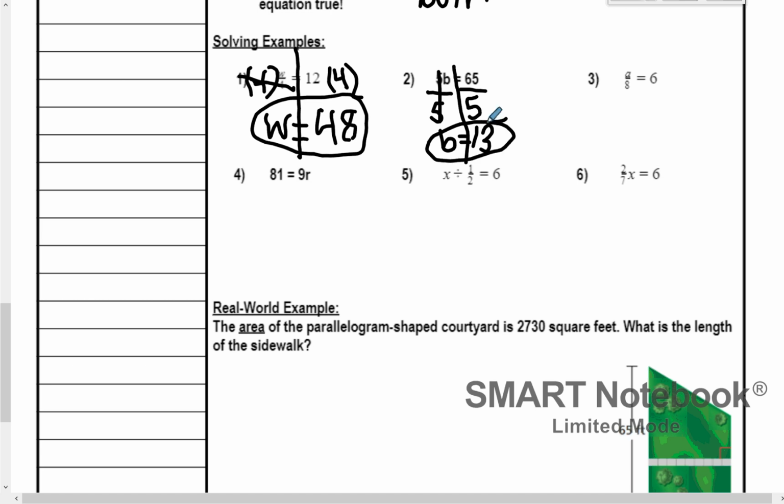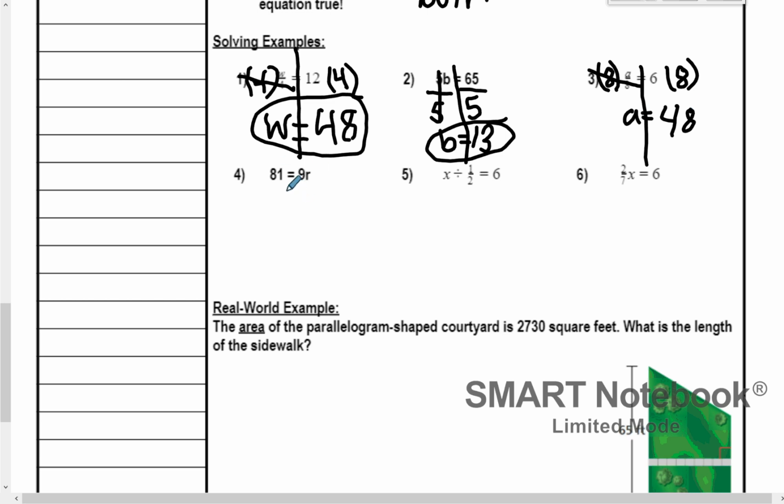Okay, number 3. We have a over 8. So if you have not yet paused the video, now we've done an example of every single type. So I would like you to pause it, try some of these on your own, and then resume it. But if you've already done that, then I'll stop talking. So we're going to multiply both sides by 8 since we are dividing a by 8 and we want to get a all by itself. We have to undo whatever's next to it, which is divide 8 by multiplying by 8. We get a equals 6 times 8, which is 48.